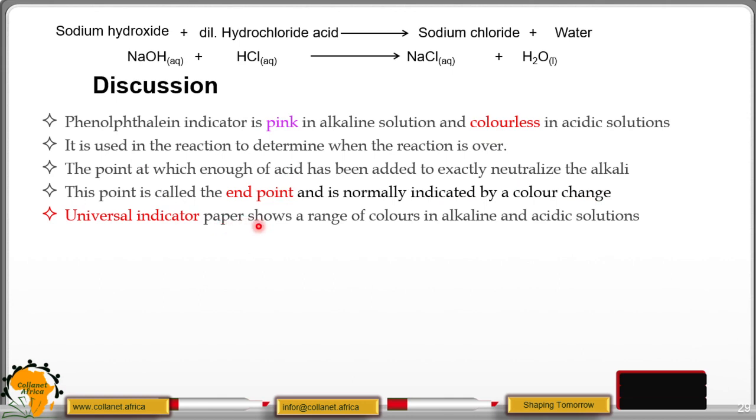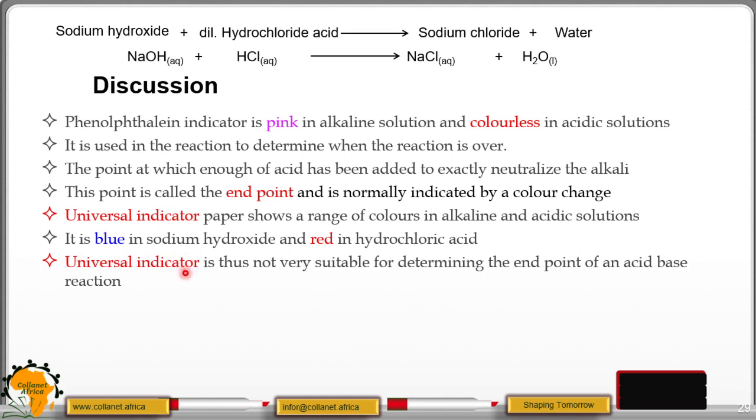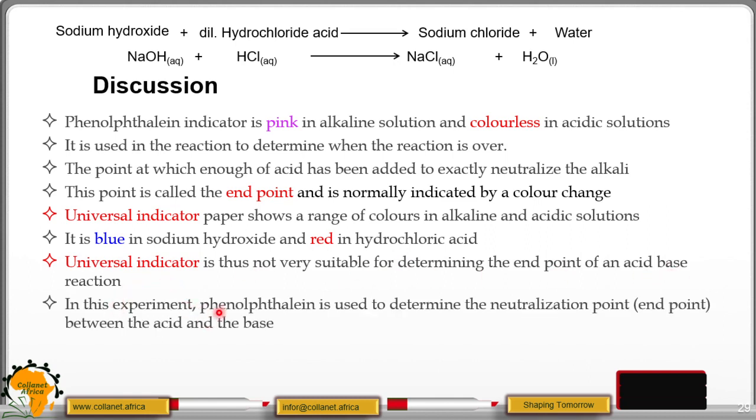Universal indicator paper shows a range of colors in alkaline and acidic solutions. It is normally blue in alkalis such as sodium hydroxide, and red in acids such as hydrochloric acid. Universal indicators are therefore not suitable for determining the endpoint of an acid-base reaction, or neutralization reaction. In this experiment, phenolphthalein is used to determine the neutralization point, that is the endpoint, between the acid and the base.